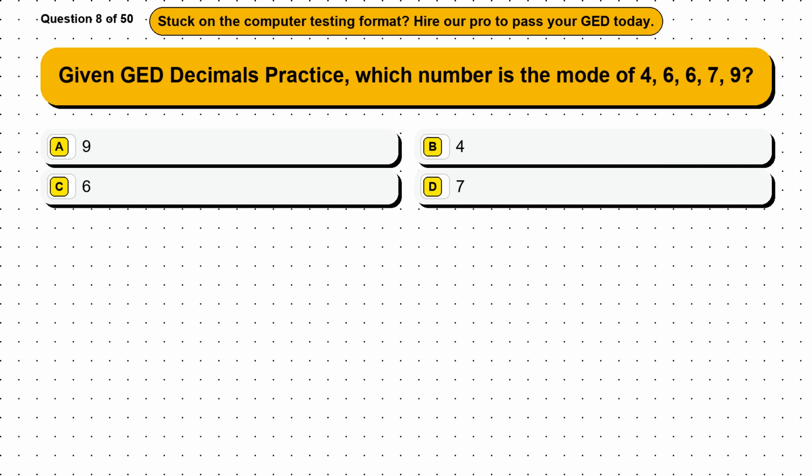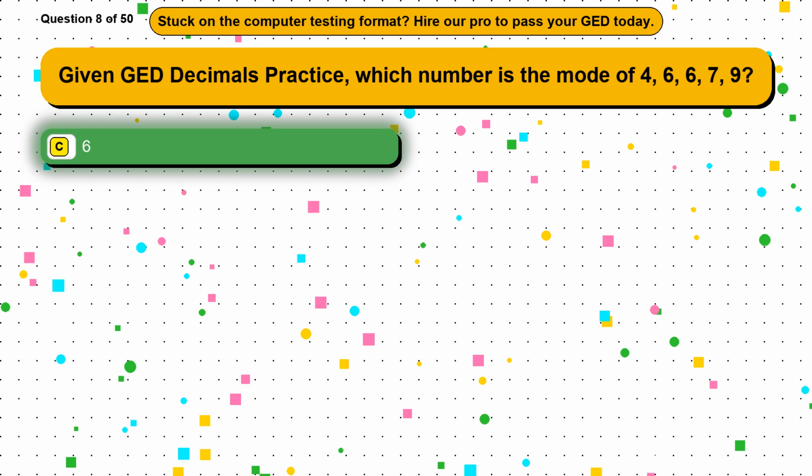Question 8. Given GED Decimals Practice, which number is the mode of 4, 6, 6, 7, 9? Option A, 9. Option B, 4. Option C, 6. Option D, 7. The correct answer is option C.